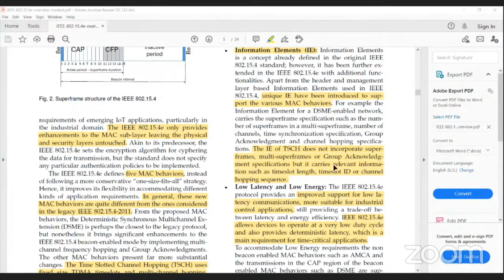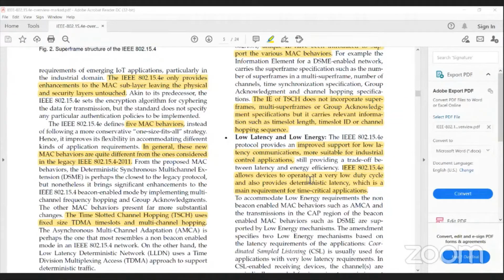Okay, the IE of TSCH does not incorporate superframes, multi superframes, or group acknowledgement specifications, but it carries relevant information such as time slot length, time slot ID, or channel hopping sequence, and so on. So the moment you identify the IE, you know what all are the features of that MAC behavior, and you only look for them, and that's a nice thing already. In a way, it is like multiplexing in the same frame different types of MAC behaviors. It's essentially that. Then the third bullet is low latency and low energy.